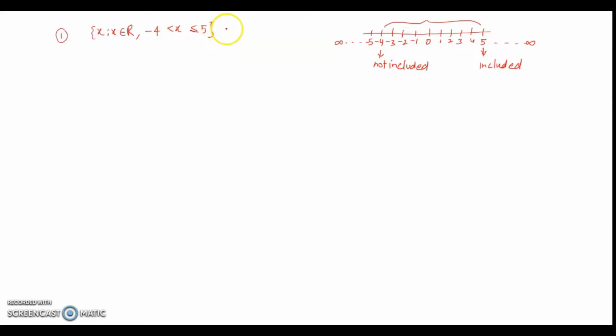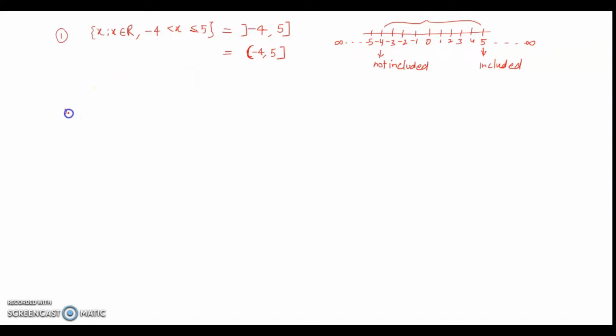So if you want to represent this entire set builder form as an interval, you can write it this way: -4, the interval is open here because it's excluded, not included, open. 5, this boundary is included, closed. In many books you may find it written like this. So whenever there is an equal to sign, that boundary is closed. Whenever there is a less than or greater than sign, that boundary is open.